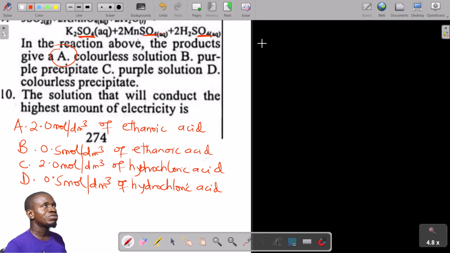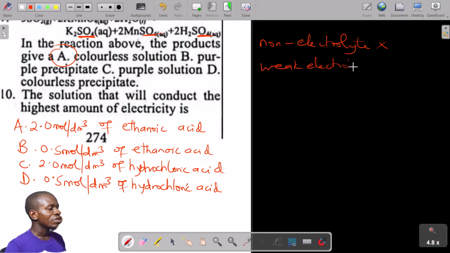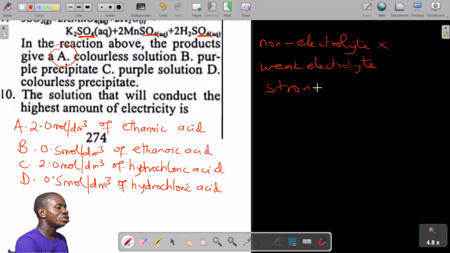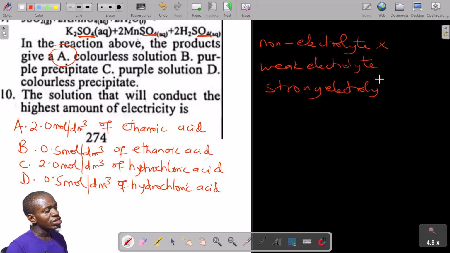First of all, start with the non-electrolytes. Look for non-electrolytes. The next thing you look for is the weak electrolytes. If there are weak electrolytes, after that you look for strong electrolytes. But when you talk about strong electrolytes, you must consider one thing: the concentration. The one with lesser concentration comes first, before the one with the highest concentration, which comes last. So that is what we have.